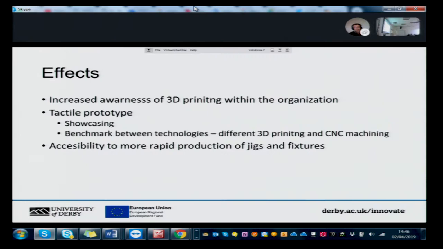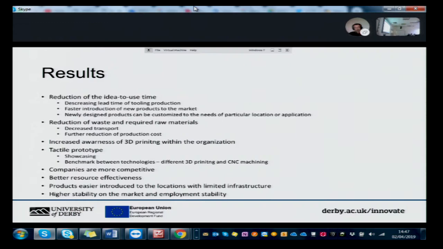And obviously, the company gained accessibility to way more rapid production of their jigs and fixtures. As a result of the whole project, or for all the companies I just presented to you, we were able to significantly reduce the time between nucleation of an idea and its use, by decreasing lead time of tooling production and faster introduction of new products to the market.